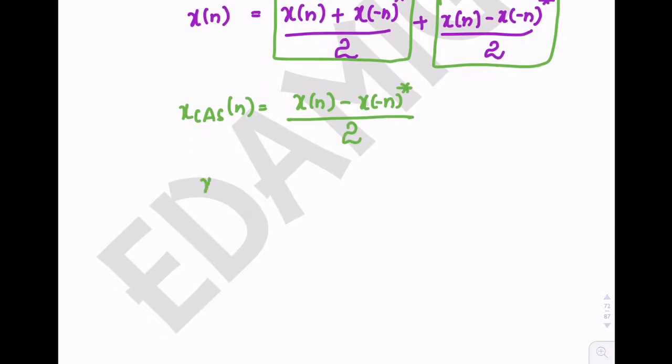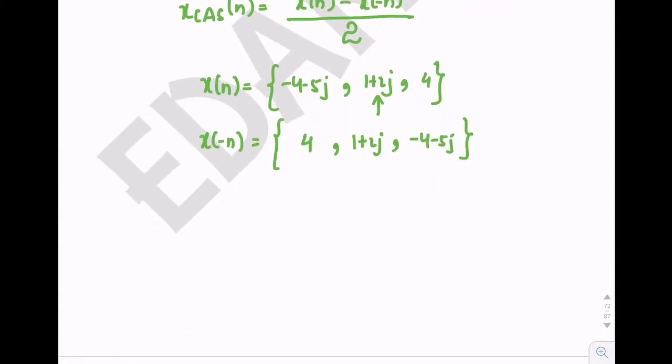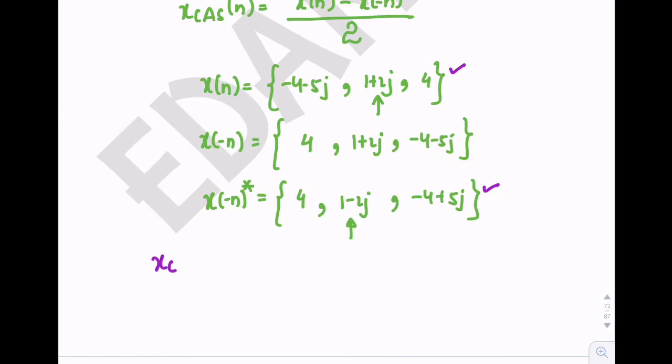Okay, now we already have xn, that is equal to minus 4 minus 5j, 1 plus 2j, and the last is 4. This is xn. X of minus n will be equal to, just flipping the terms, so here it will be 4, 1 plus 2j and minus 4 minus 5j. Now x minus n conjugate will be equal to 4, 1 minus 2j and minus 4 plus 5j. Okay, now we have xn, we have x minus n conjugate, so x conjugate antisymmetric n will be equal to xn minus x minus n conjugate divided by 2.